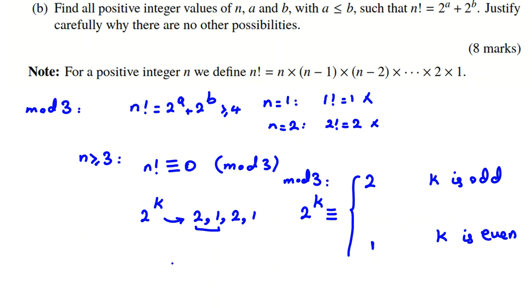Now 2 to the a plus 2 to the b, we know it's n factorial. N factorial is 0 mod 3. And we know 2 to the a and 2 to the b mod 3 can be 2 or 1, and the sum of them is a multiple of 3. So what can we conclude? Can both of them be 2? 2 plus 2 is 4, no, it will be 1 mod 3.